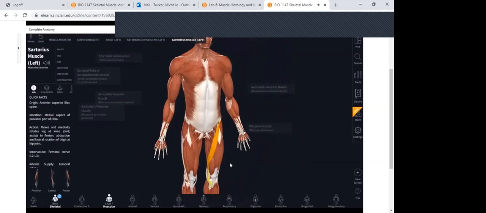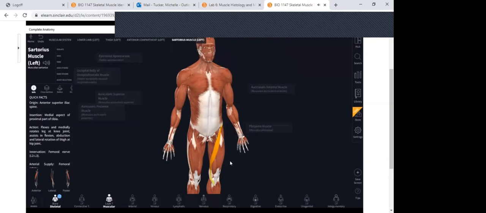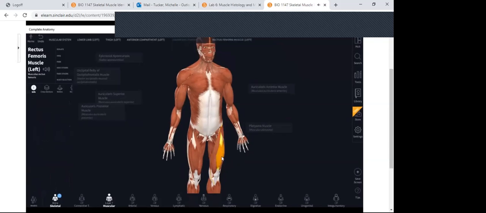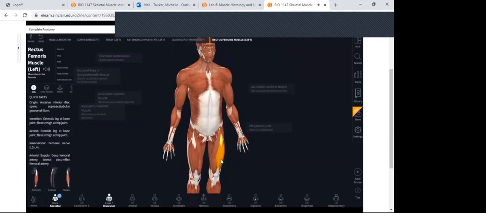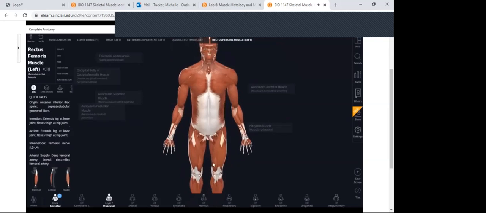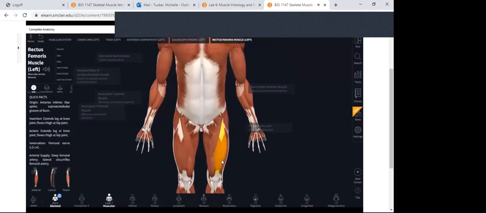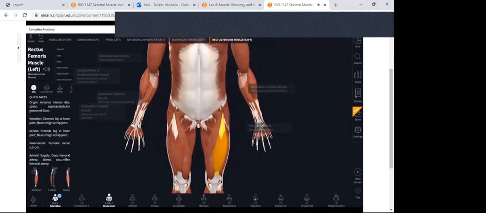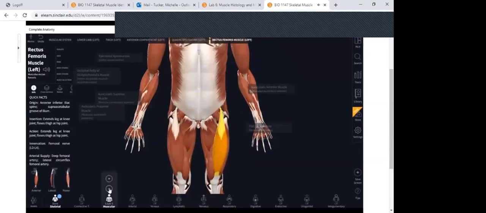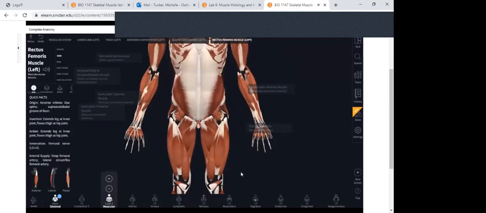Now we're going to move on to the quadriceps femoris group, which is made up of 4 muscles. And we'll start off with rectus femoris. So rectus femoris sits on top. And the quadriceps as a group will flex at the thigh and extend at the knee. We remove rectus femoris, we can see the 3 vastus muscles.